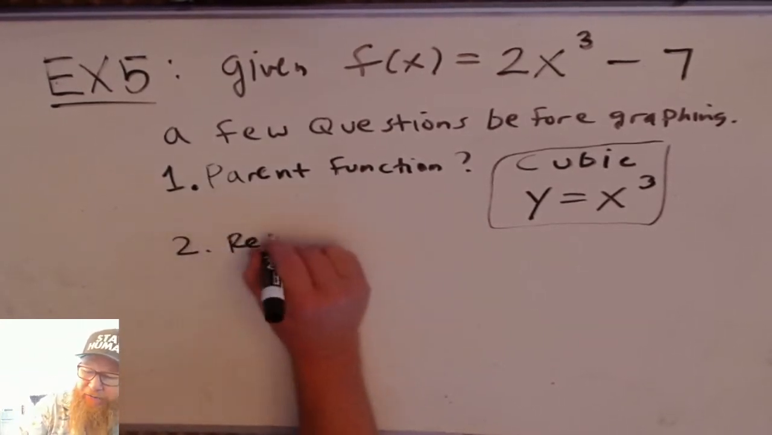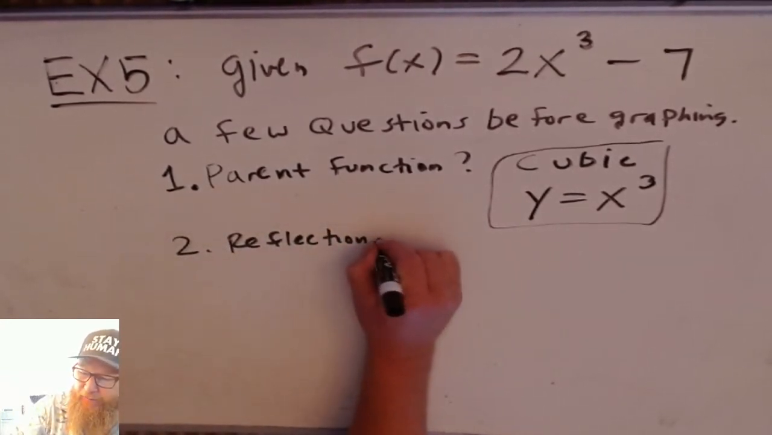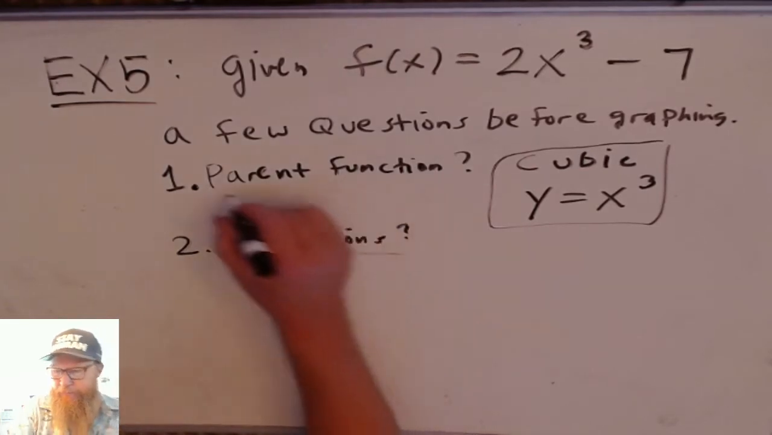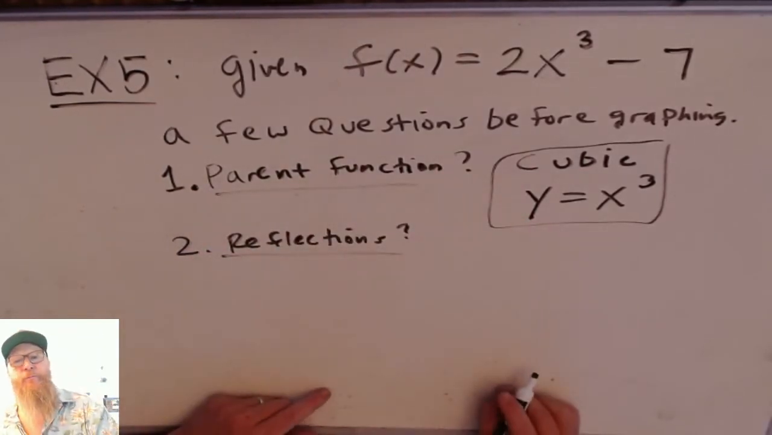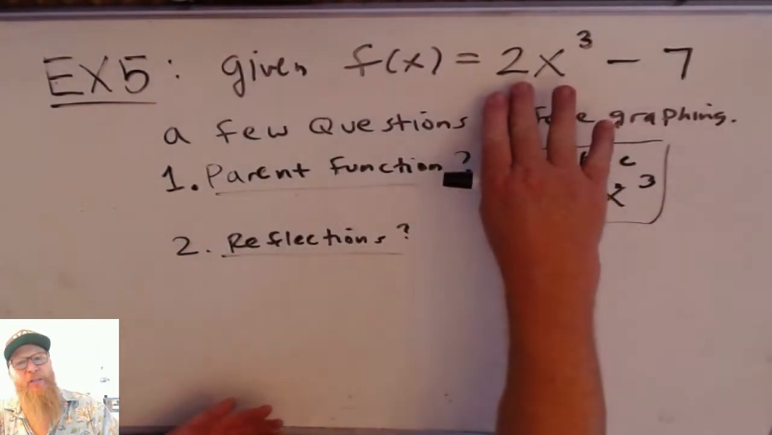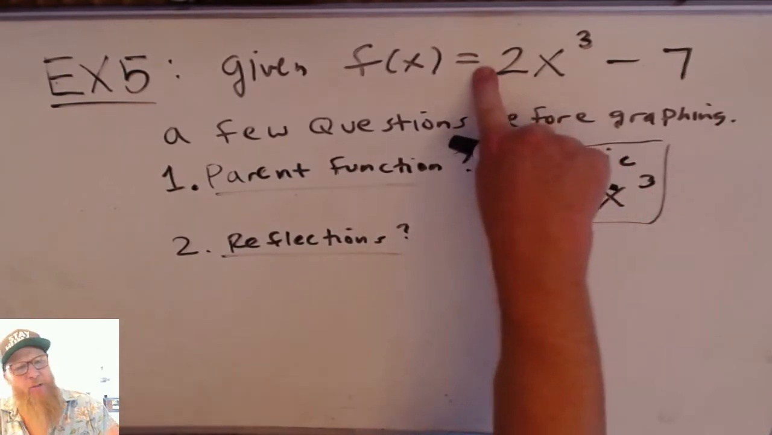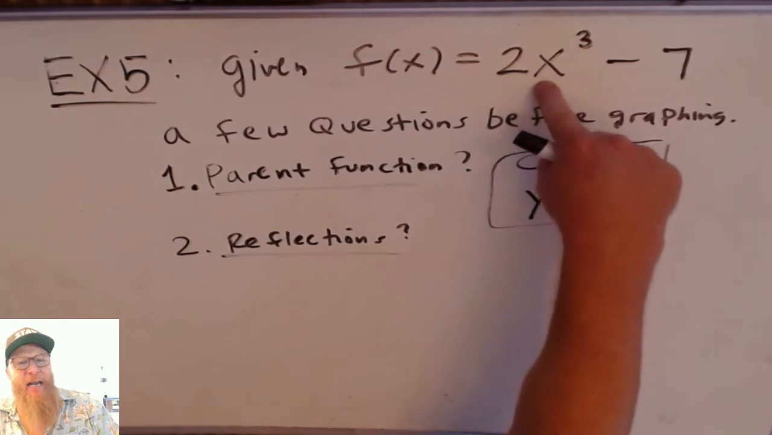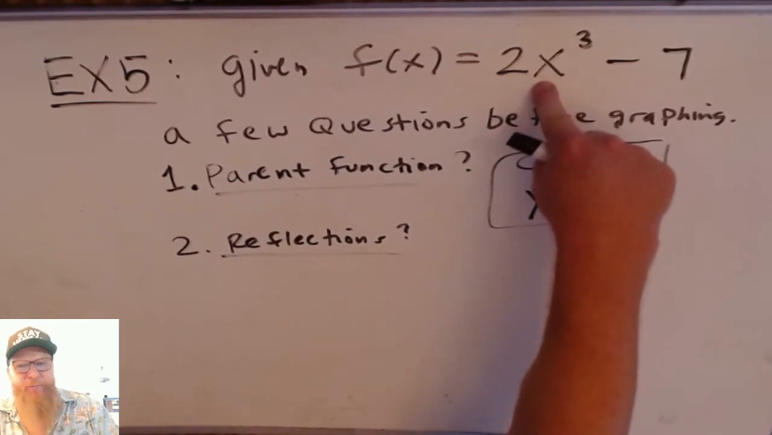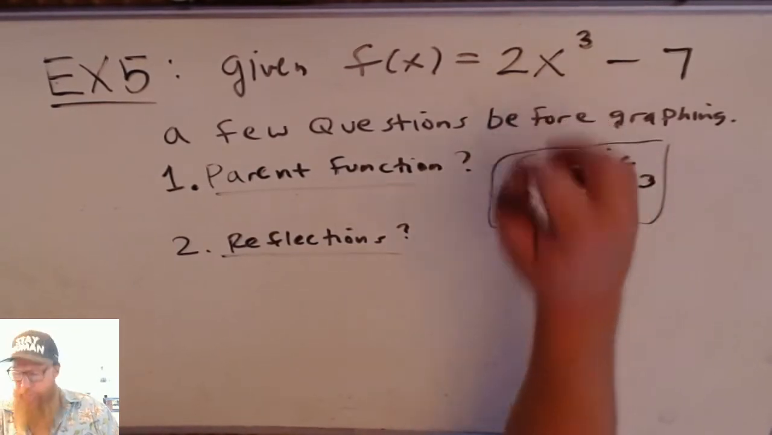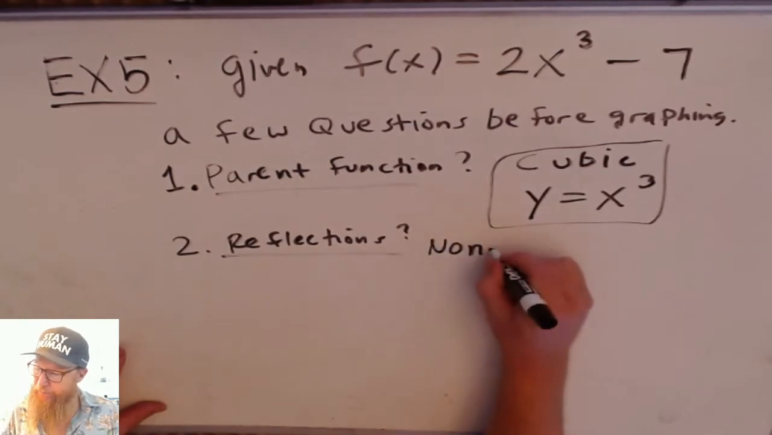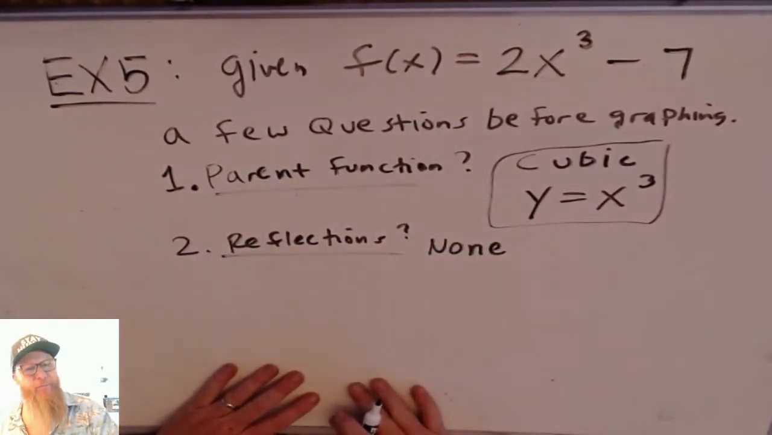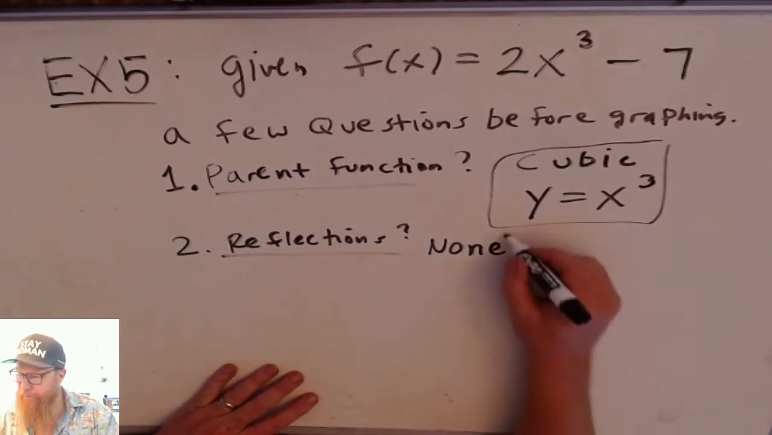Are there any reflections? Are there any reflections here? Is the outside being multiplied by a -1? No. Is the inside being multiplied by -1? No. So none. Yeah, there are no reflections.